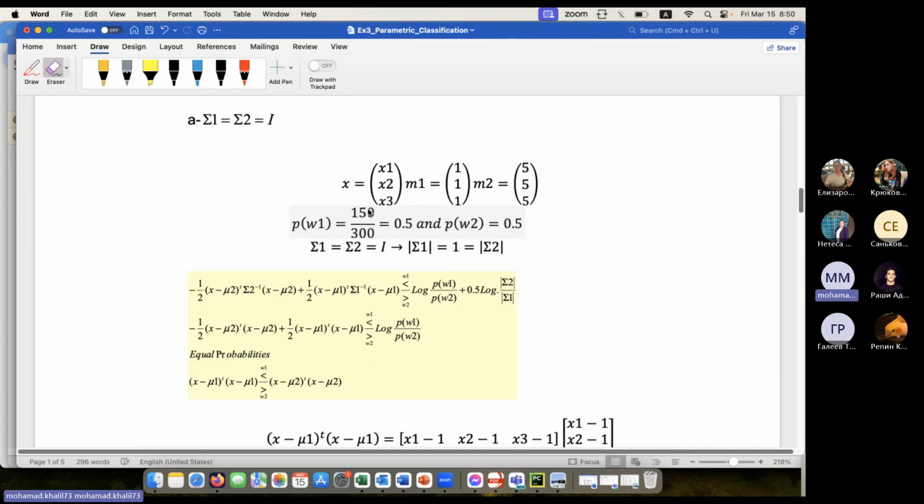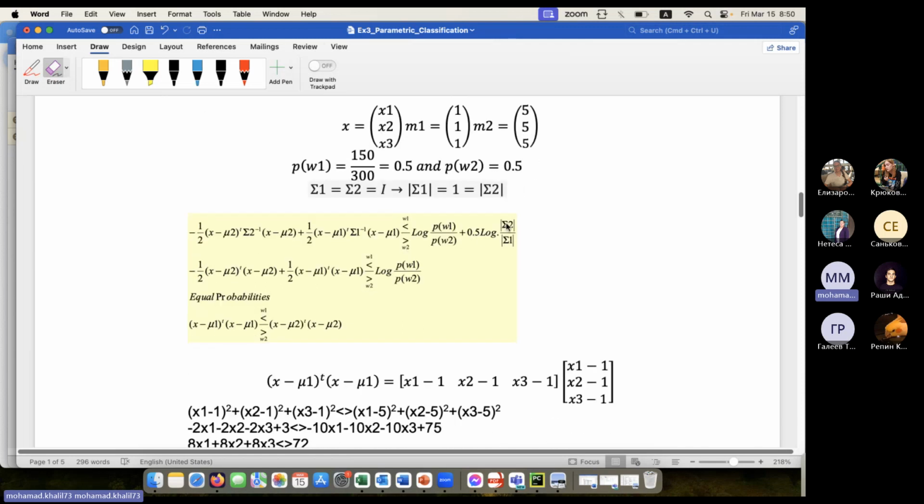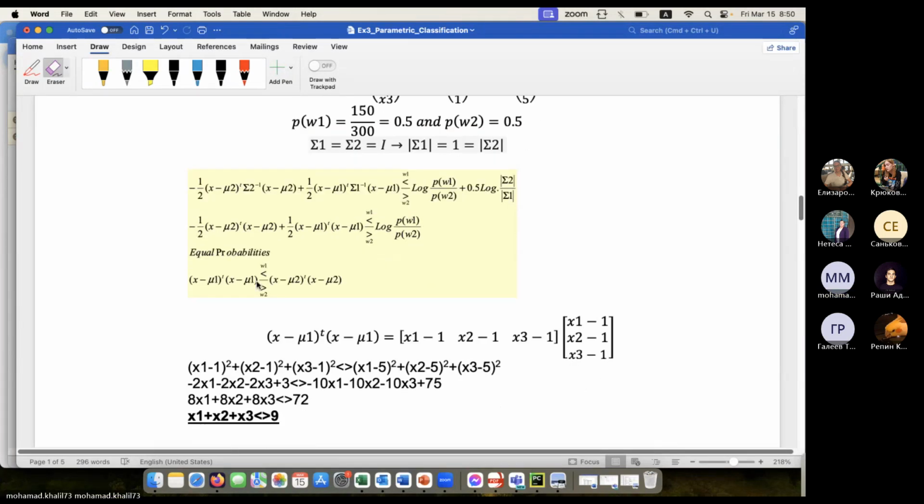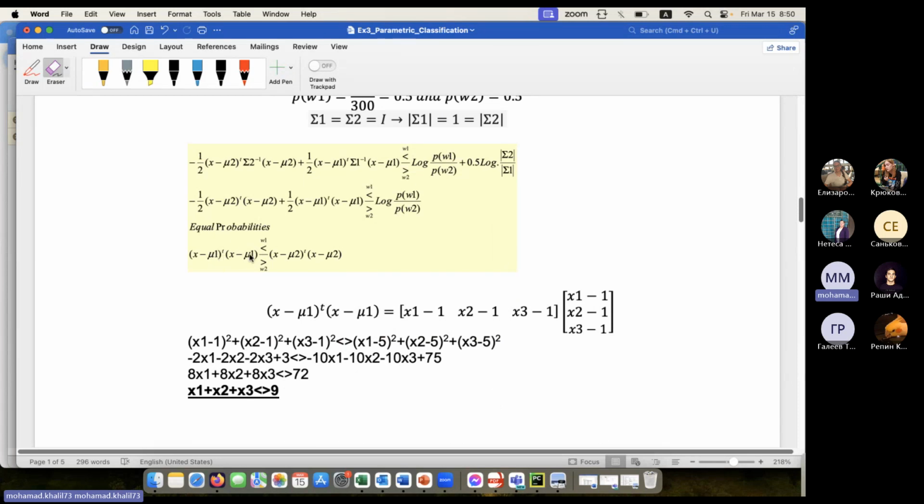So I know the equations, so I can put everything in its term. So I have this equation. Here 1 and 1, so it's 0. This one is 1 and 0, so it's 0. So this one is 0, this one is 0, this one is 0. I can't apply this equation. I can apply this equation: x minus mu1 transpose times x minus mu1, if it is less than or greater than the same for mu2, then class 1 or class 2.